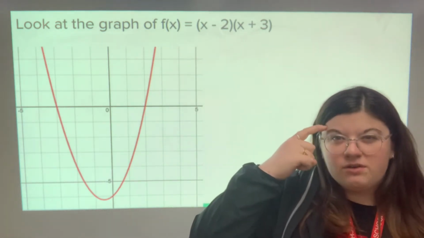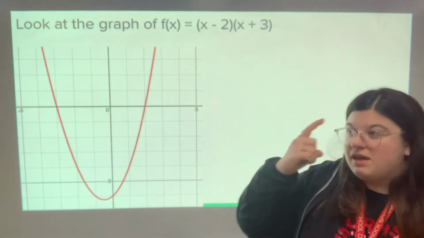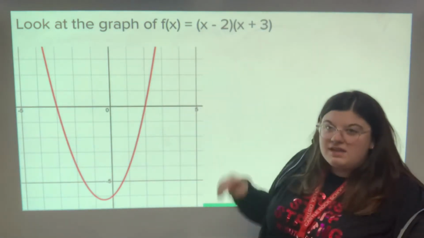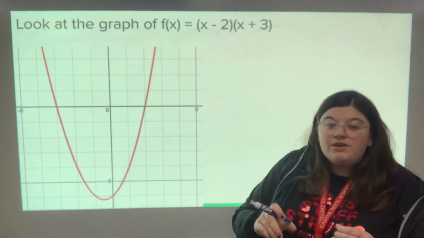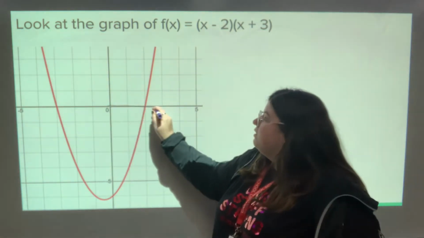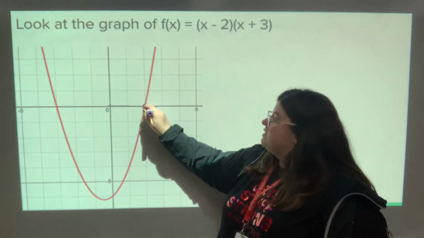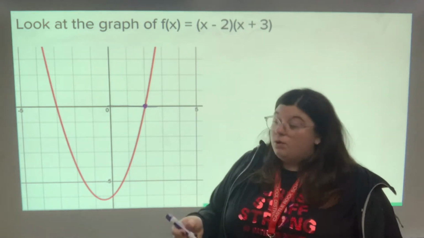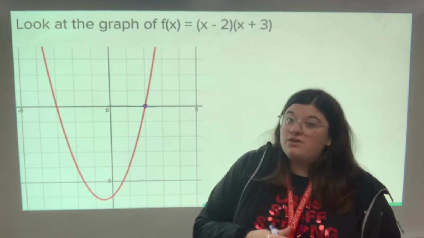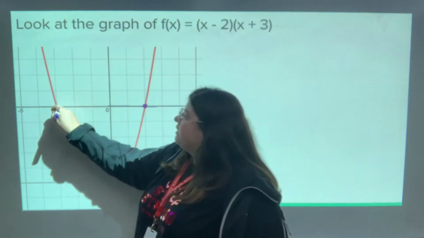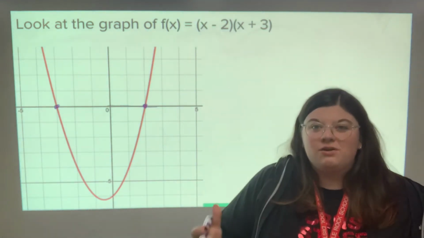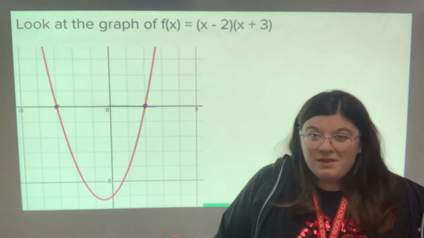When you think about zeros, those are the values where your function crosses the x-axis. It's the values that make the function equal to 0, because right there where it crosses the x-axis, your x value is a positive 2, but your y value is 0. Again, over here, my x value is a -3, but my y value is 0. That's why we call them zeros.